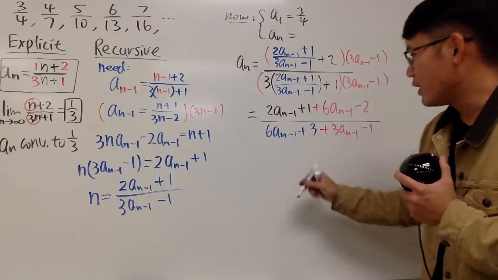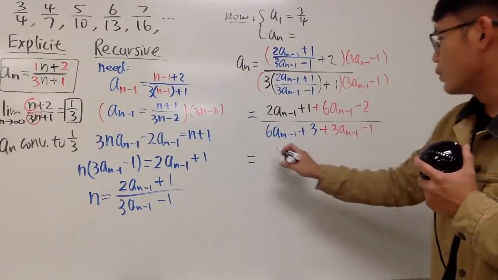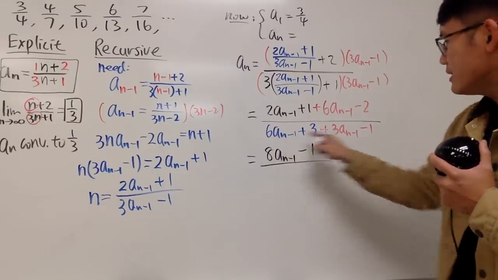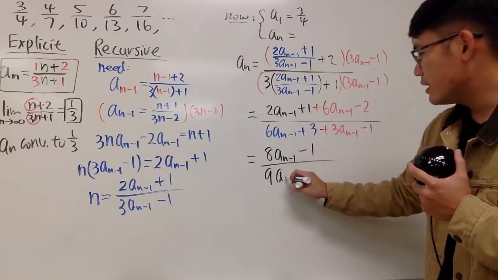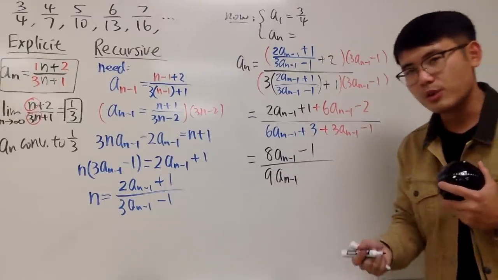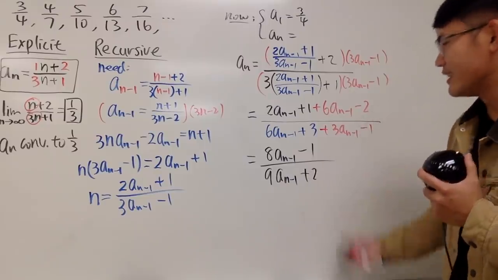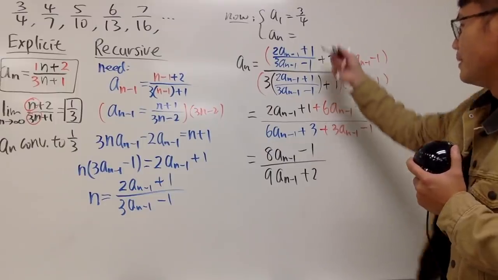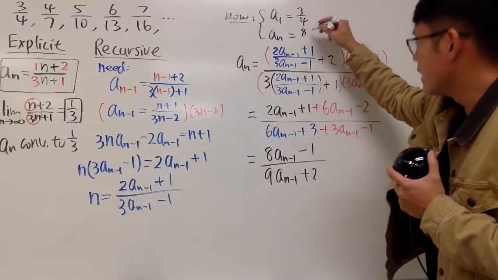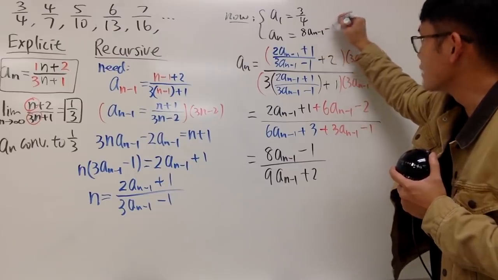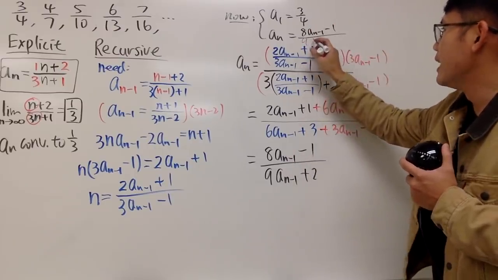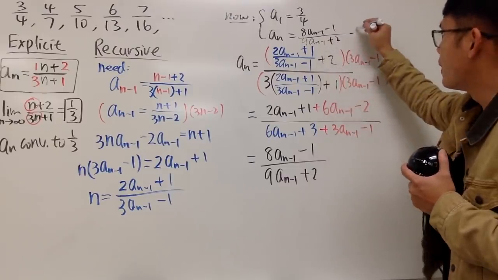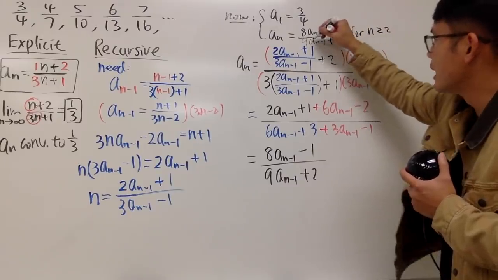And then we just pretty much continue. This is going to be this and that, which is 8an minus 1. This and that, which is minus 1, over this and that, which is 9an minus 1. And this and that, of course, will be plus 2. So that's it. We simplify the an expression to be this. So that's very nice. And let me just fit it in here. So I'll write 8an minus 1 over 9an minus 1 plus 2. And this is true for n greater than or equal to 2, like this.